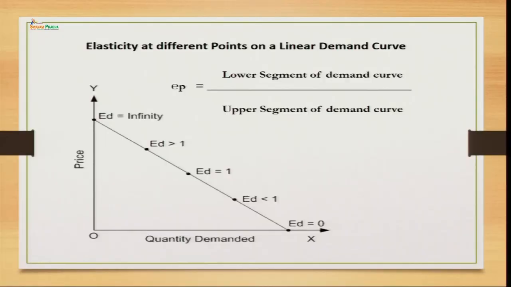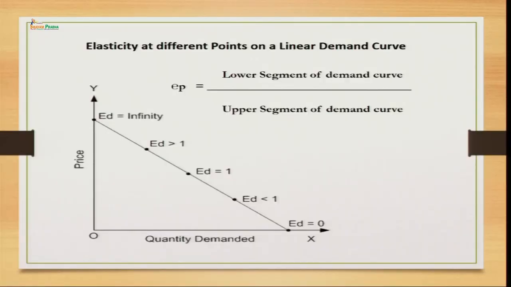And the third is your total outlay method. Here in this method, you are not going to get elasticities in terms of number, but yes, looking at the figures of total outlay, you can find out whether the product is of elastic nature, inelastic nature, or it is unitary elastic. Okay. So, now let us move to the linear demand curve.